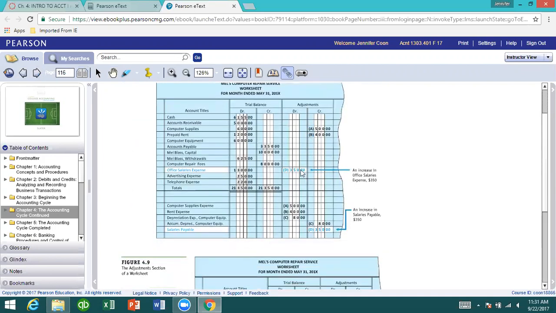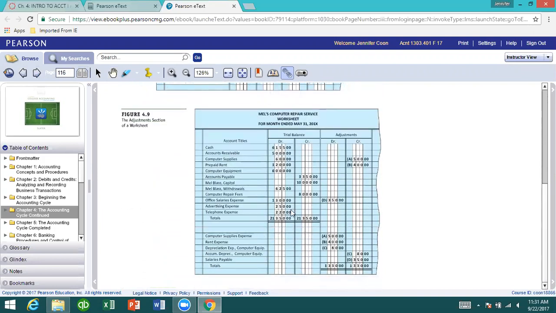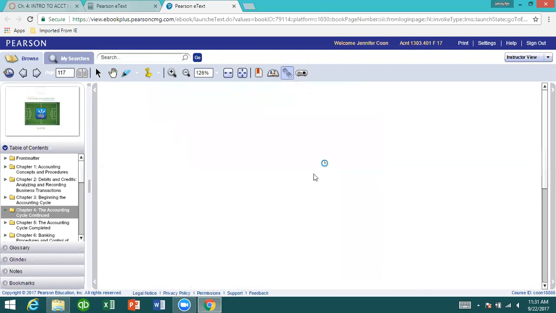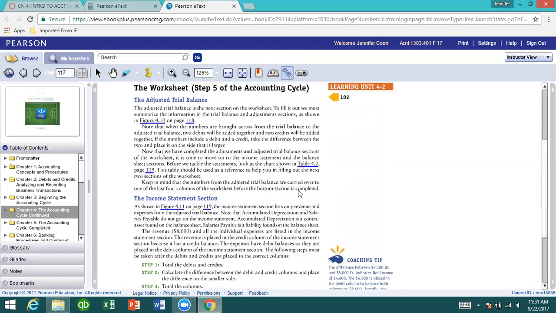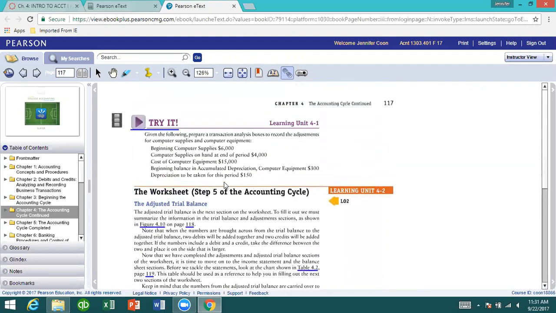So they show you in the worksheet, they have office salaries expense already in here and they're adding to it, but they didn't have a salaries payable, so they add that at the bottom. So we've got our adjustments in there. We're going to subtotal those up. And so the sum of our debits of adjustments has to equal the sum of our credits. And then we have to go in and finish the rest of the worksheet. You have to do an adjusted trial balance.